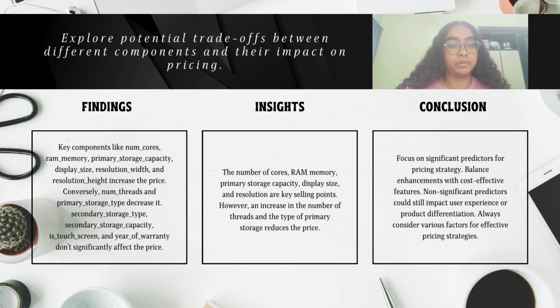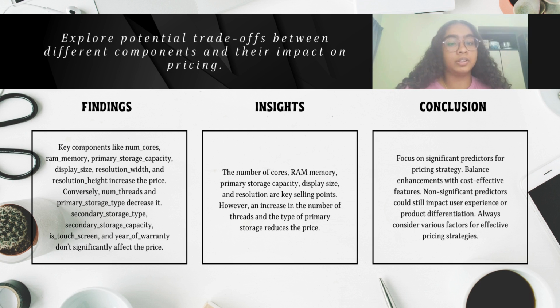For the insight, the factors that contribute to the pricing of a product are the number of cores, RAM memory, primary storage capacity, display size and resolution, which appear to be key selling points as they significantly contribute to the price. However, an increase in the number of threads and the type of primary storage seem to reduce the price. This result could be due to various factors such as market demand, cost of production or technology advancement, and warrants further investigation.